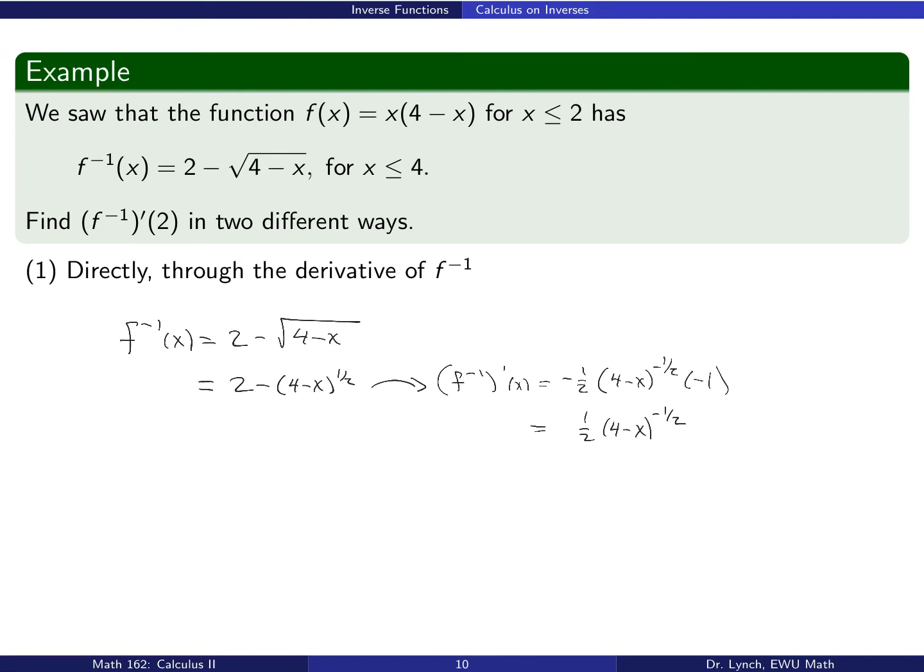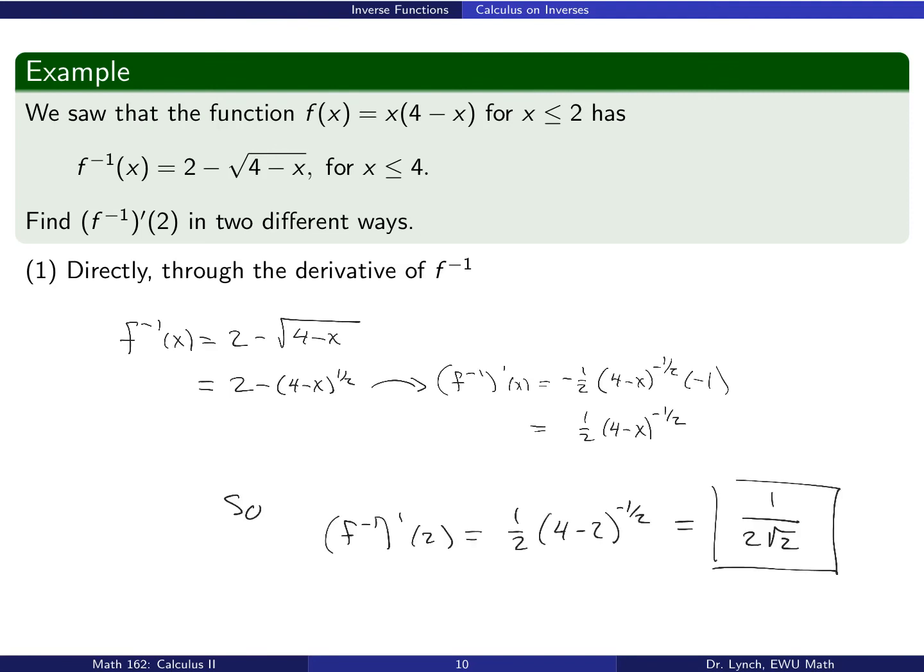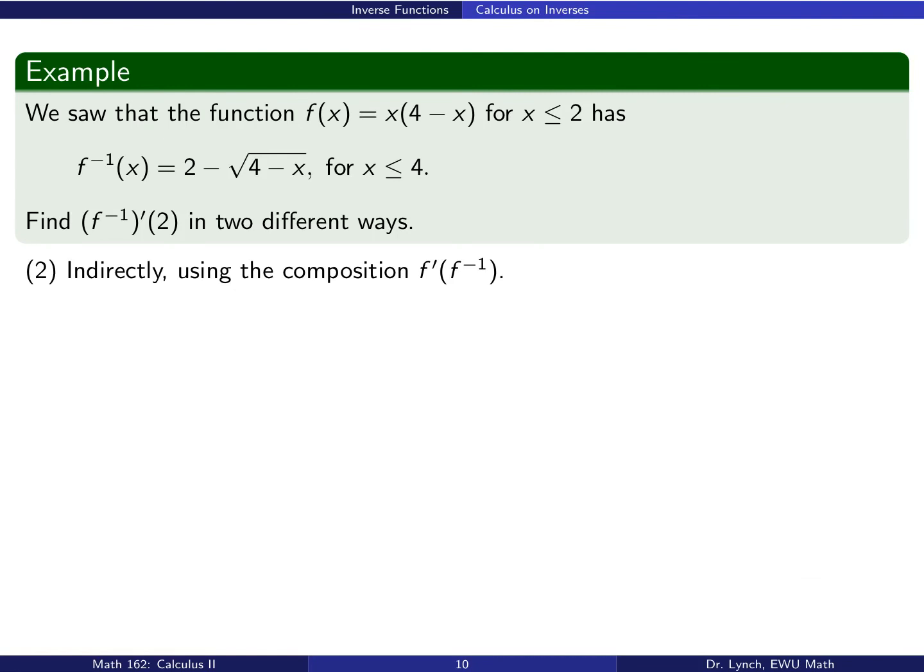Now here we're interested in f inverse prime at 2, so just plug in 2. So plugging in 2 to the derivative of the inverse, we can see that the derivative of the inverse at 2 is 1 over the quantity 2 square root of 2. Now we can also use our relationship between the inverse of the derivative and the derivative of the inverse to find this value. So we can find this indirectly using the composition f prime of f inverse.